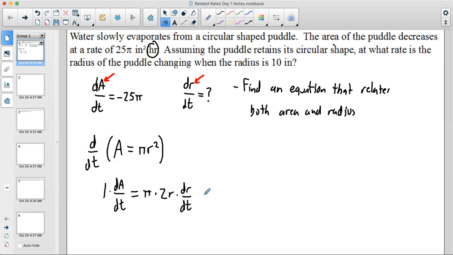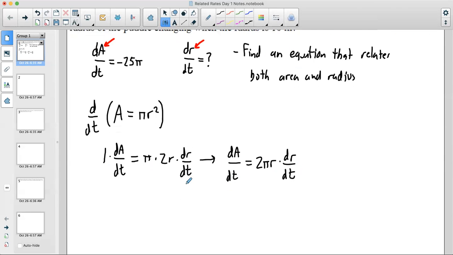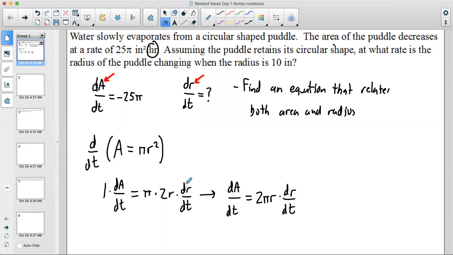Now I have an equation which relates the two rates that I started with. It relates the dA/dt and the dr/dt. And I'll clean this up a little. It says 1 times dA/dt, and this is pi times 2 times r, which is really just 2 pi r, times the derivative with respect to time of the radius, times dr/dt. And now we're just about home, because this was the thing we were trying to find, right?